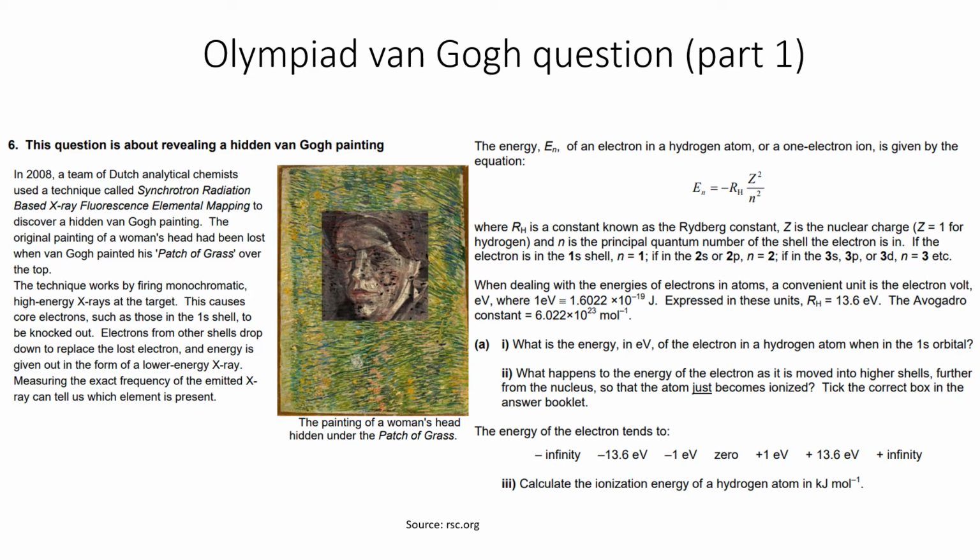So we're starting here with an Olympiad question from 2009, I think it is, and it refers to some 2008 research on a Van Gogh painting. In fact, using a non-invasive form of spectroscopy, it's possible to analyse pigments behind one of Van Gogh's paintings where he'd painted over an older painting.